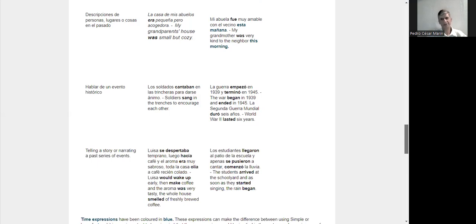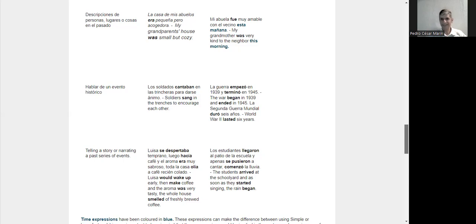This one is really always talking about the Second World War. Soldiers sang in the trenches to encourage each other. That could be any day, but it's giving you the impression, it's expressing the idea of repetition. Something that used to happen. It is not even important the moment when it happened. Los soldados cantaban en las trincheras para darse ánimo. This is different to the other one, historical.